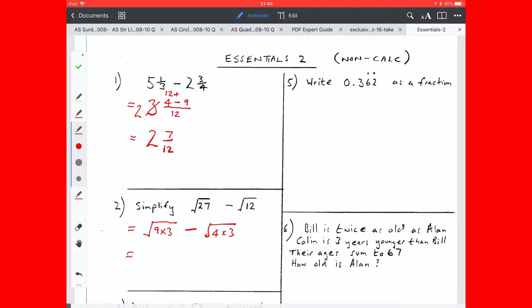And now we can pull the square root of 9 out the front. Square root of 9 is 3, so the first term is 3 root 3. And the second one, we can pull the square root of 4 out the front, so that's 2 root 3. And 3 root 3 minus 2 root 3 is 1 root 3, which we simply write as root 3.